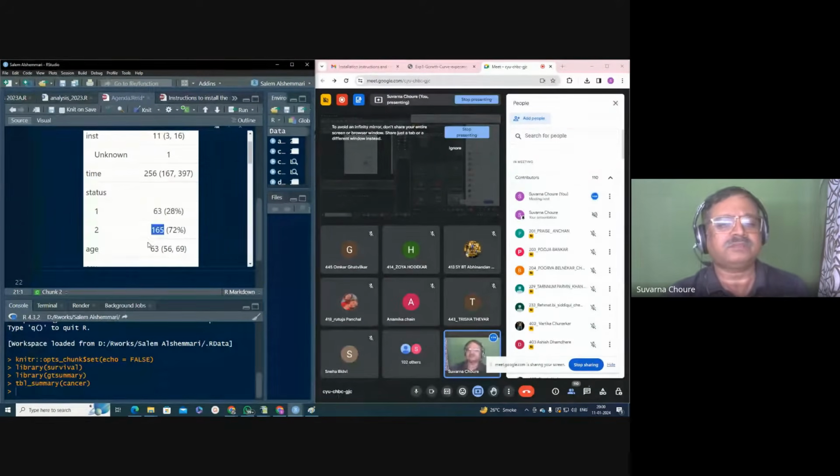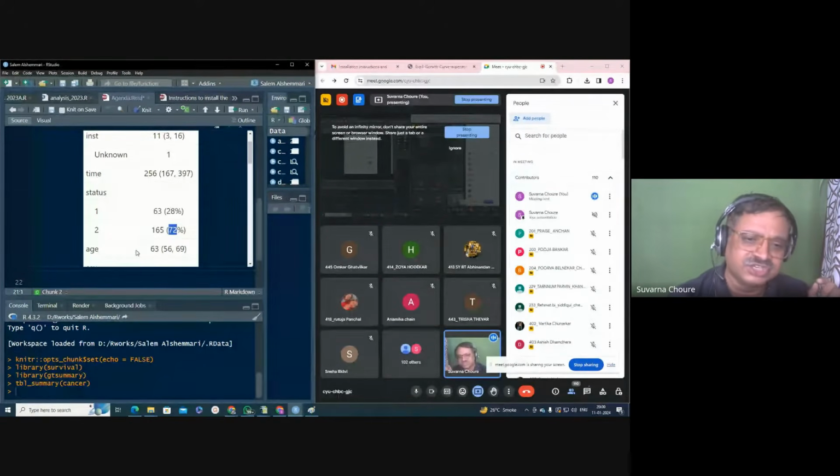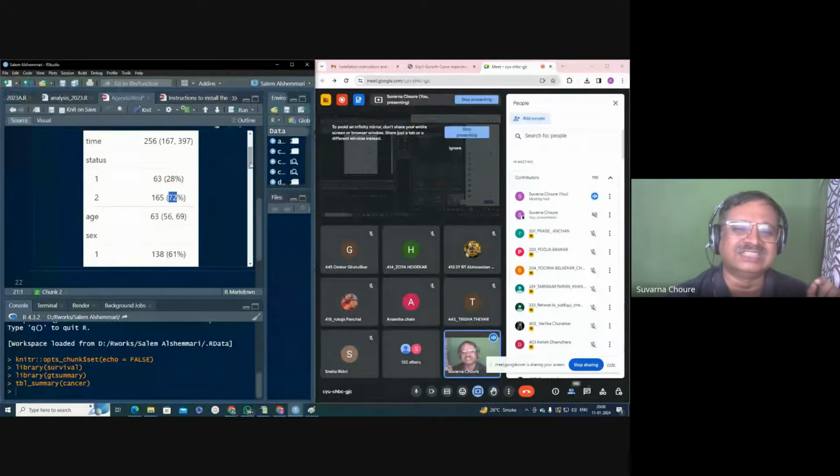Excuse me for this. 165 patients died during the study. That is 72% of patients died during the study. Cancer patients. Age of the patients, median age was 63. That interquartile range is 56 to 69.